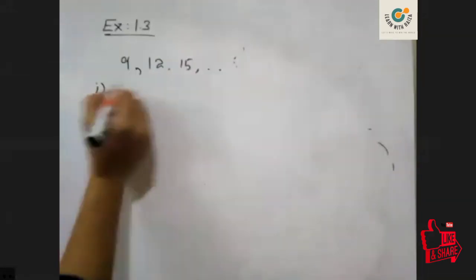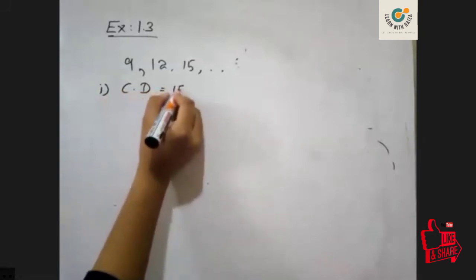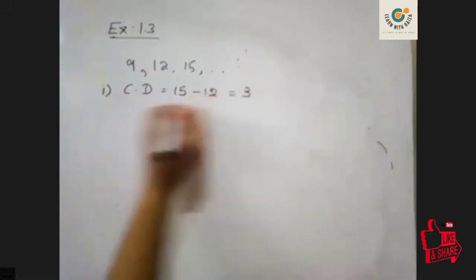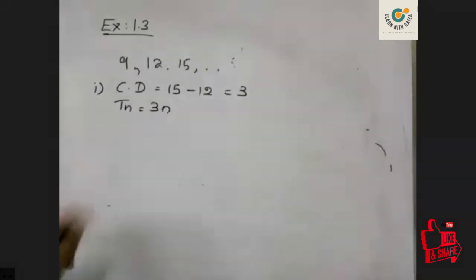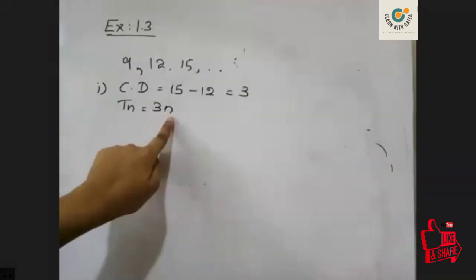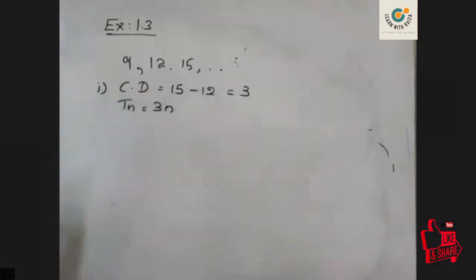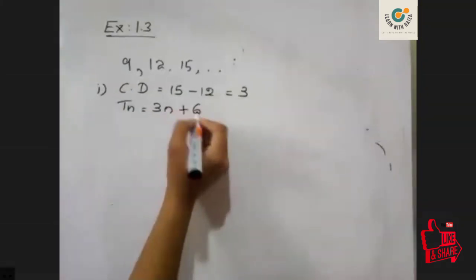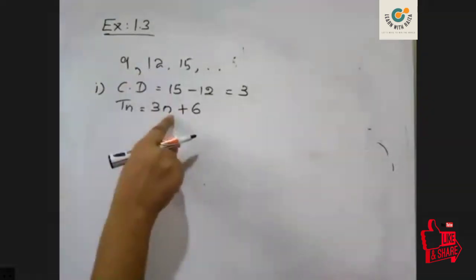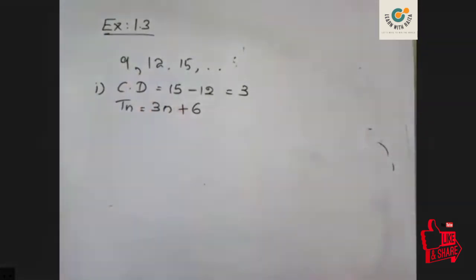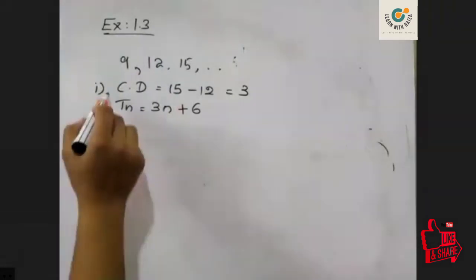So first of all, you should find the common difference, that is equal to 15 minus 12, you know that, 3. So the general term should be found, common difference multiplied by n. 3 times n. 3 times 1, 3. But we have 9. To make 9, we need another 6. 3 times 2, 6. 6 plus 6, 12. 3 times 3, 9. 9 plus 6, 15. Likewise, this is the general term.